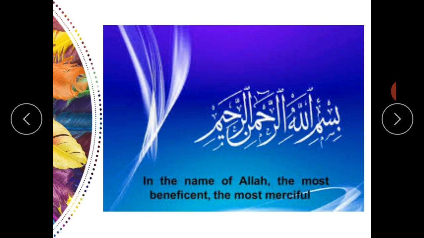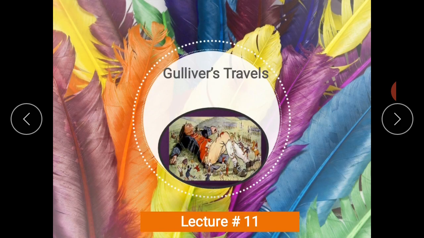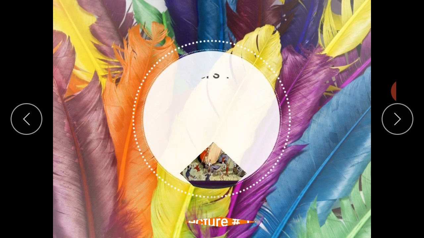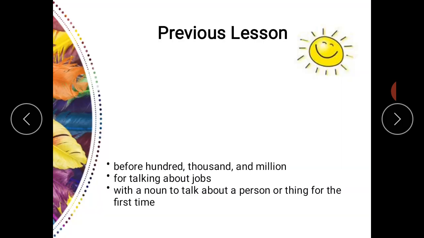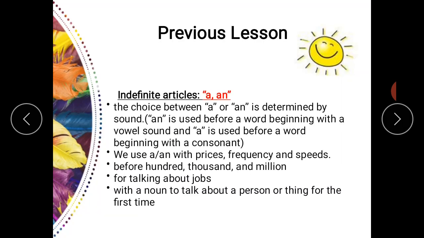I'm here with lecture number 11 and today we shall read about Gulliver's Travels. That's the novel, the reader for your grade 6. Before starting today's lecture, let's see the previous lecture. That was related to nouns and articles. Which articles? Definite articles and indefinite articles.